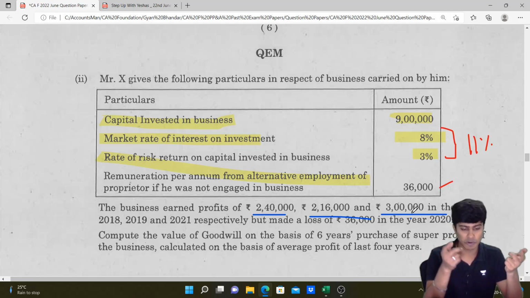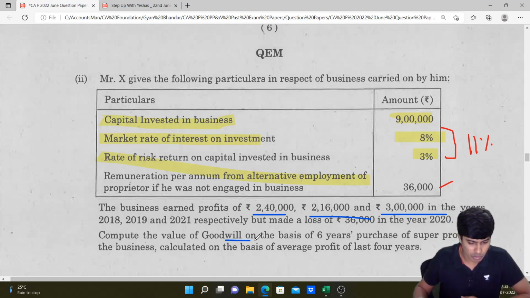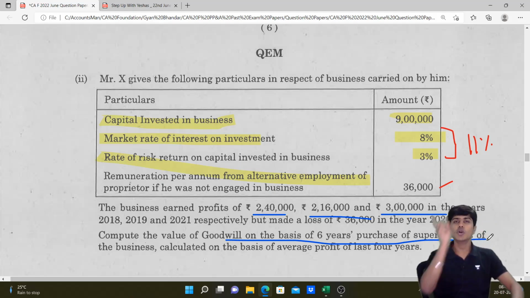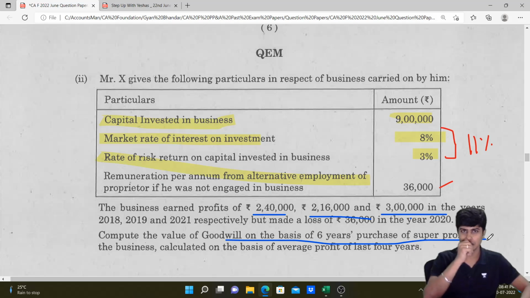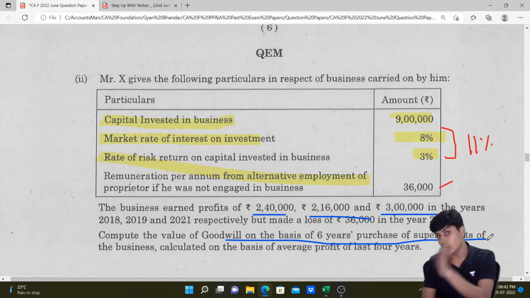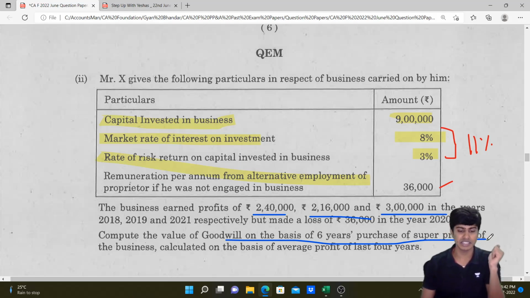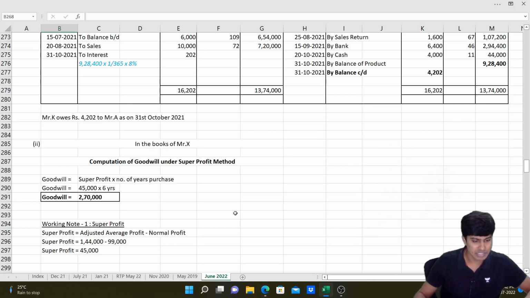So the difference will be super profit, because they've asked us to compute goodwill on the basis of 6 years purchase of super profit. So simple guys, goodwill is super profit multiplied by 6 years. Super profit is adjusted average profit minus normal profit. Adjusted average profit is that 3 years average after adjusting that 36,000. And normal profit is amount invested multiplied by normal rate of return. So let's start with this.